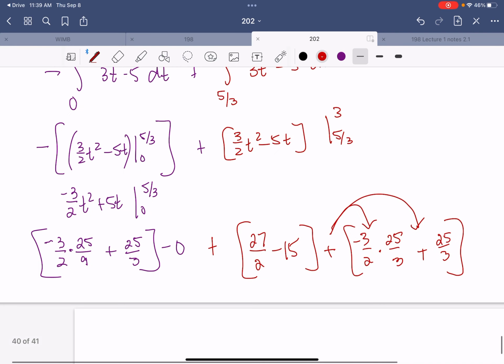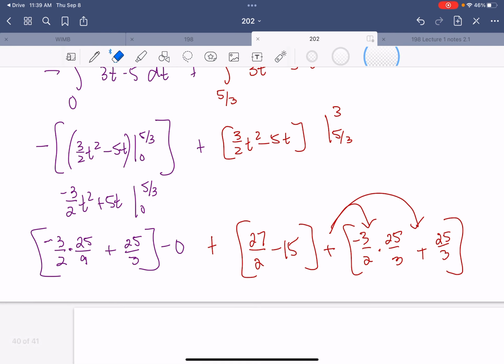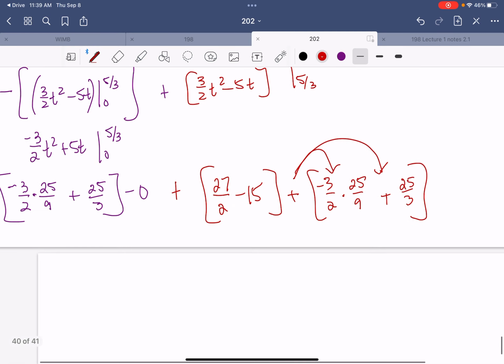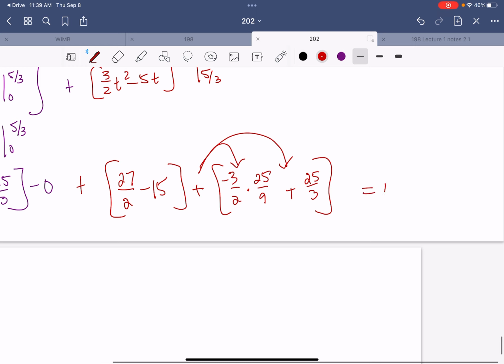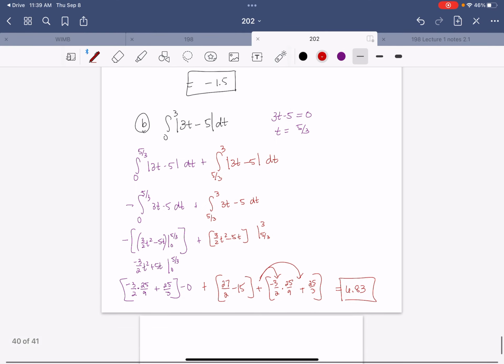I missed something here. Let me fix it. This shouldn't be a 3. It should be a 9. So that when you cancel it with a 3, that becomes a 25 over 6. And then we're adding to that 25 over 3. And I've got 6.83. And that makes sense because our total distance should be larger than our displacement.